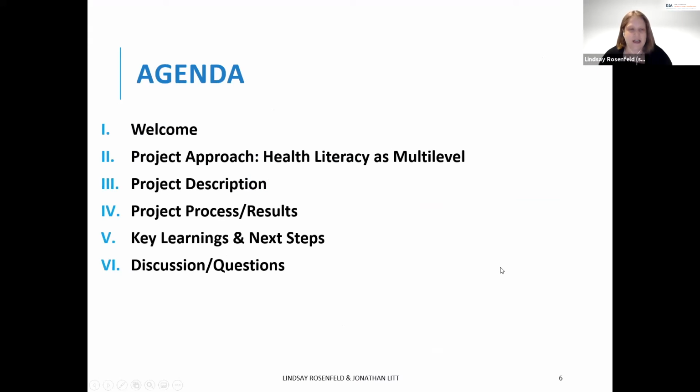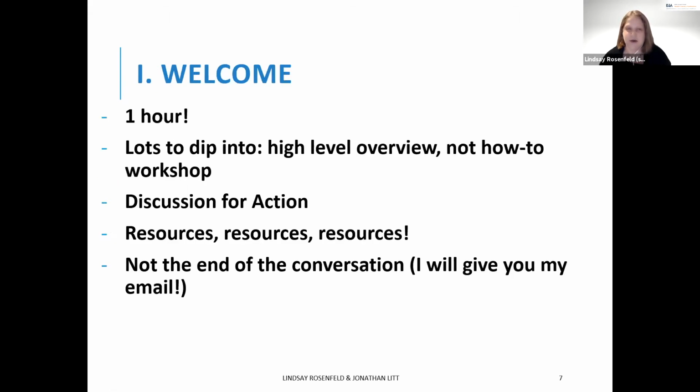So Jonathan and I have set up this agenda in hopes that in our short time together, we can cover a project that we worked on together, which was in the NICU grads clinic, which is a follow-through clinic at Boston Children's Hospital. So we'll talk to you a little bit about our approach, give you some description of the project, talk about what we did and what we found and what our key learnings are and what our next steps are, because as so many projects, especially in health literacy and working with families with young kids with medical and developmental complexity, there's always next steps, right? There's always the next thing to do. And then we look forward to engaging in discussion and questions together.